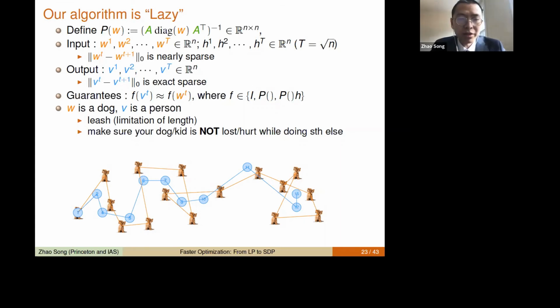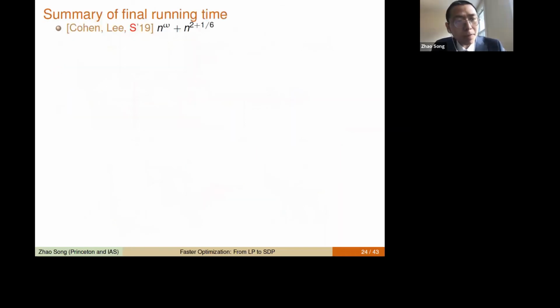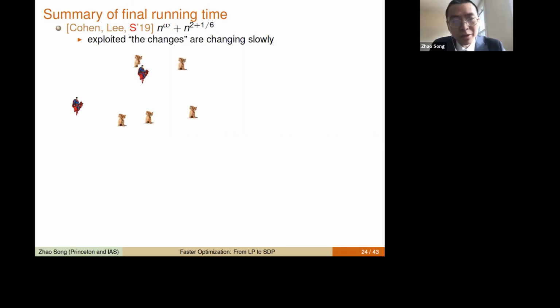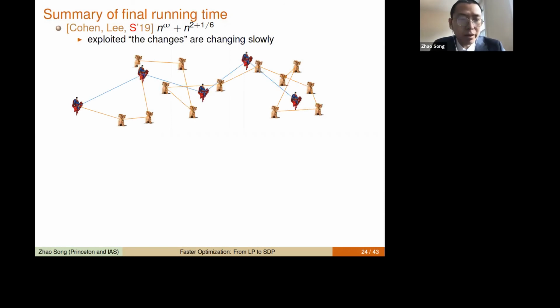This is basically the major idea in the Cohen, Lee, and Song paper. Here I will give you a brief summary of the running time. In the Cohen Lee paper, they get n to omega plus n to 2 plus 1/6, and they use that the changes are changing slowly. Say this is a dog, and you have a Superman chasing the dog, and when the dog is moving, Superman is moving, and eventually you prove the total length of the blue lines is less than the orange lines, then you get this n to omega time.